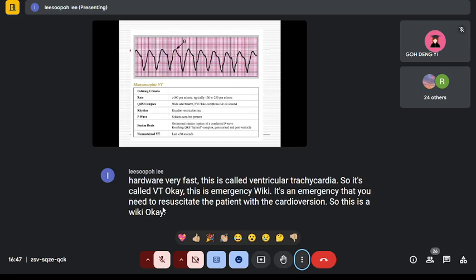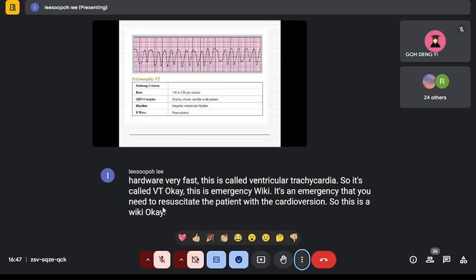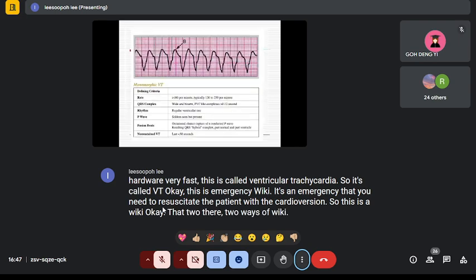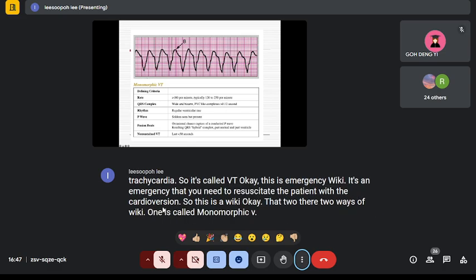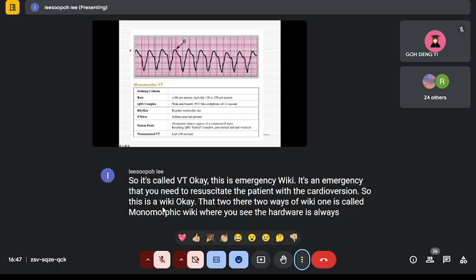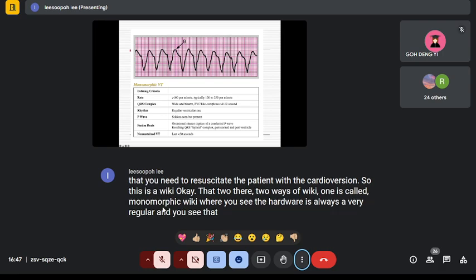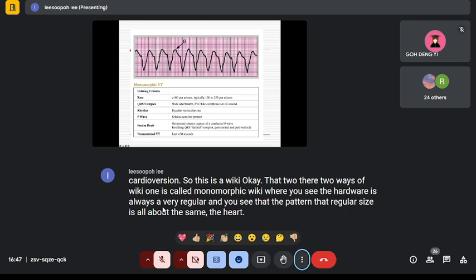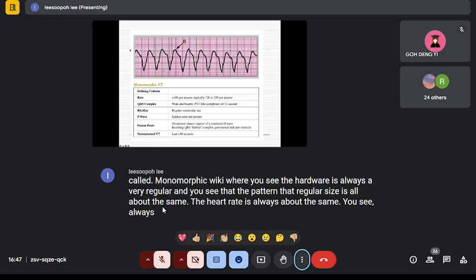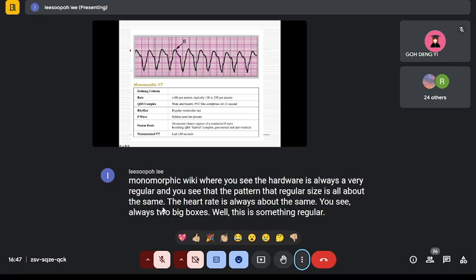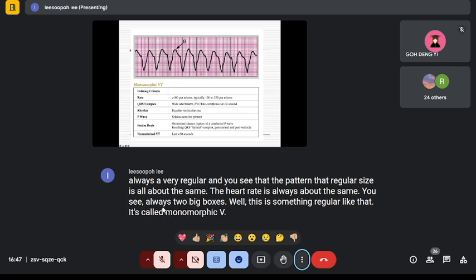There are two variants of VT. One is called monomorphic VT, where the rhythm is very regular. You see the pattern, and the size of the complexes is all about the same. The heart rate is always about the same, always two big boxes. When you see something regular like that, this is called monomorphic VT.